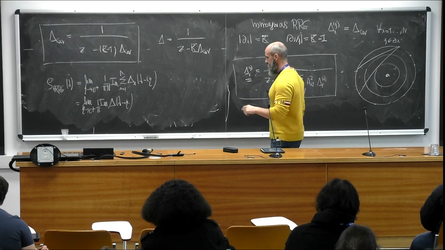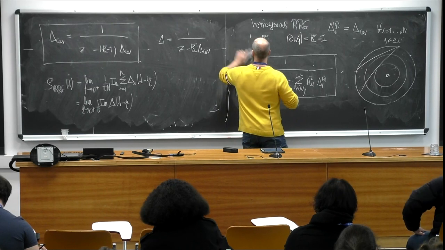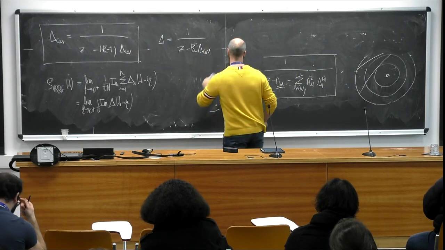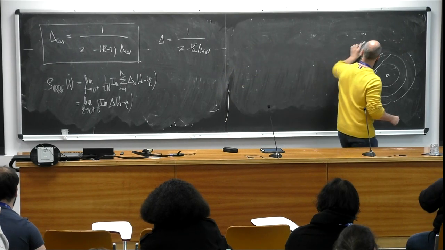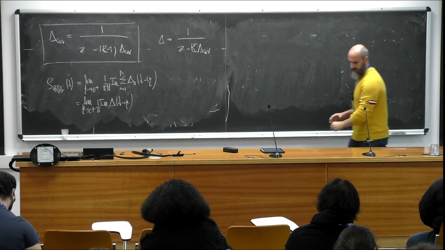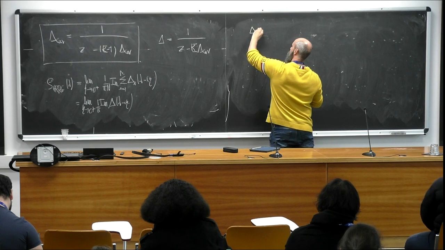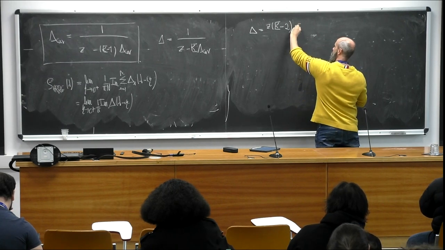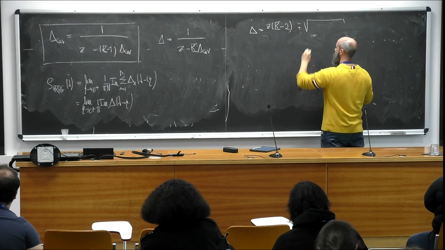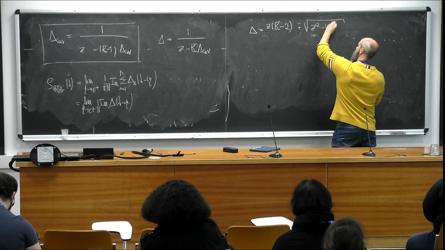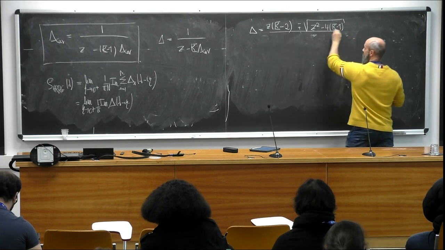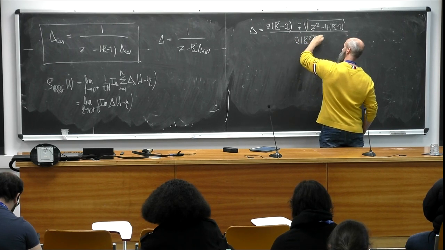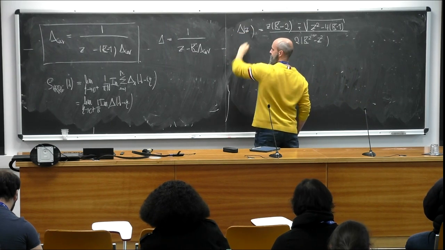Now, I'm not going to do this part because I'm a bit tired and I want to give you a challenge. Let me give you an intermediate step. When you solve this, again, this is a quadratic equation. You get that delta is equal to the following: delta of z is equal to z times (k minus 2), minus plus the square root of z squared minus 4 times (k minus 1), divided by 2 times (k squared minus z squared). This would be delta of z.